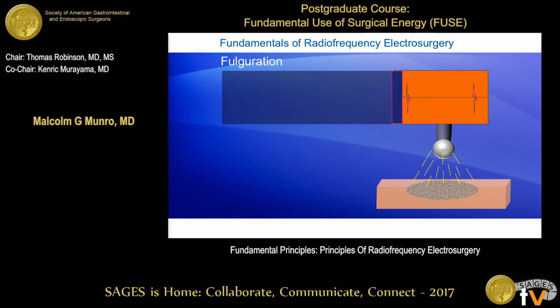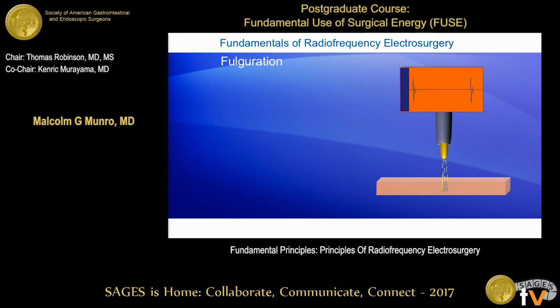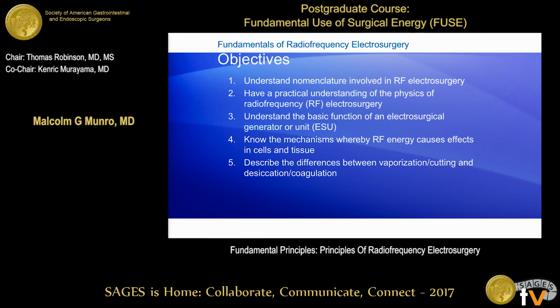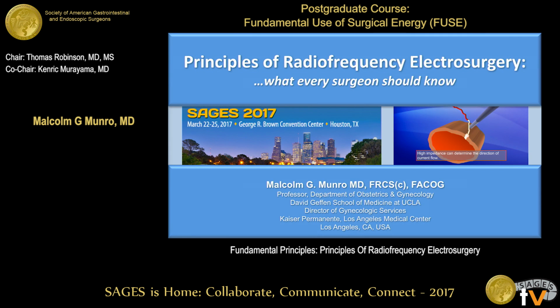So fulguration, good thing, but that's probably the only reason you need to use the high voltage current or the high voltage output. This is the output that's used in that thing called an argon beam coagulator. It actually does that. And you can cut. So those are the objectives that I hope to meet.